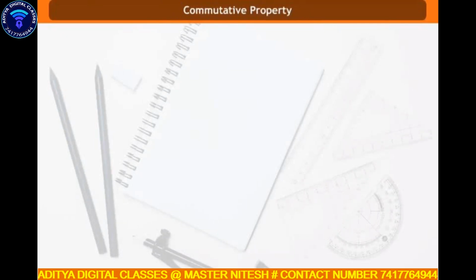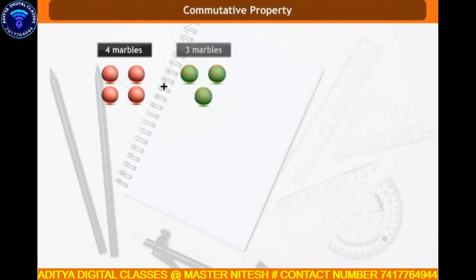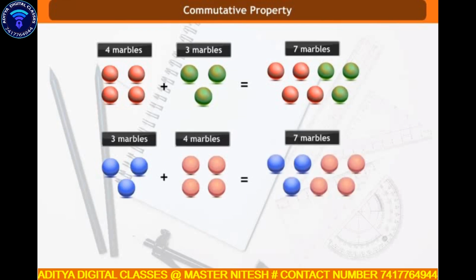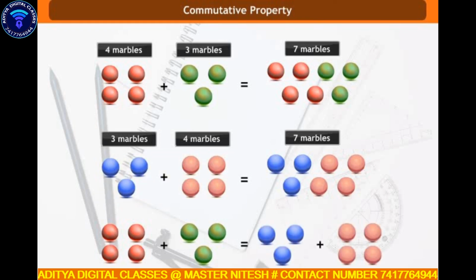Commutative property. Look at this animation. 4 marbles plus 3 marbles is equal to 7 marbles. Also, if we add 3 marbles to 4 marbles, we get 7 marbles. In both the ways, we get 7 marbles. So we see that either we add 3 to 4 marbles or 4 to 3 marbles, we get the same sum.